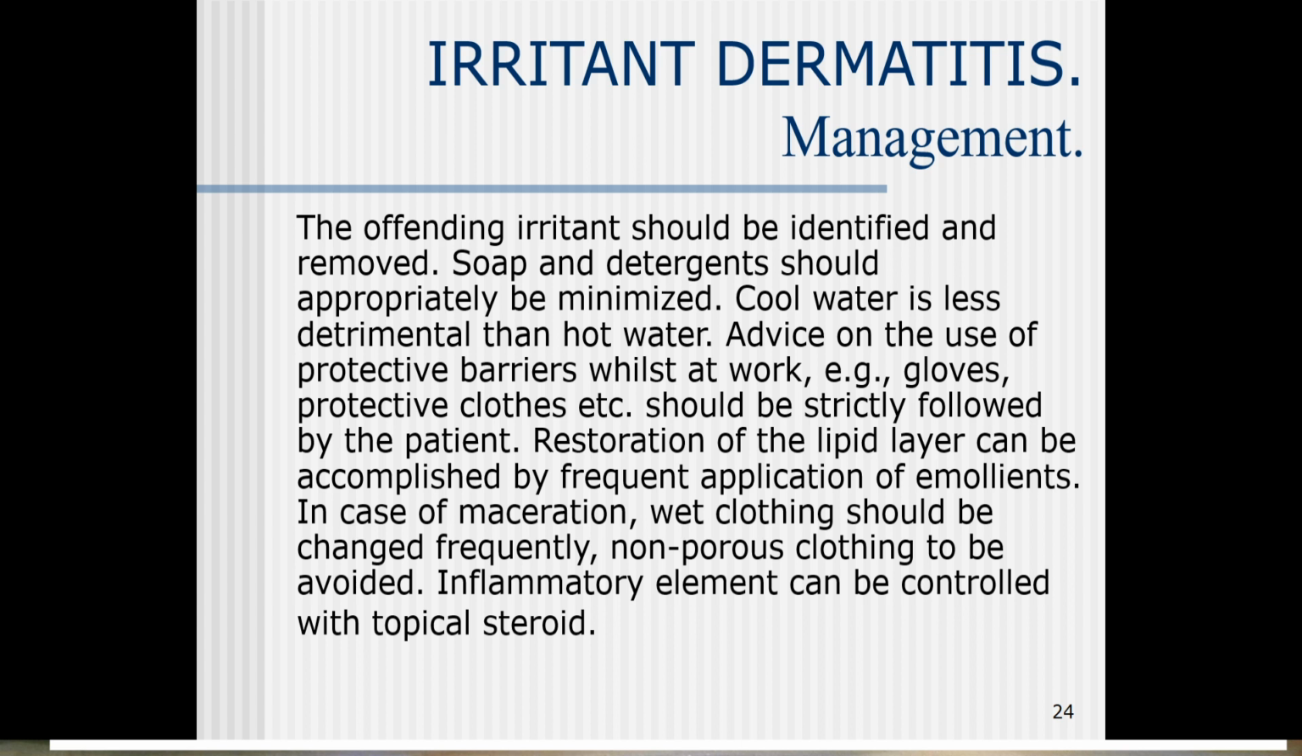In case of maceration, wet clothing should be changed frequently, and non-porous clothing should be avoided. Inflammatory elements can be controlled with topical steroids.